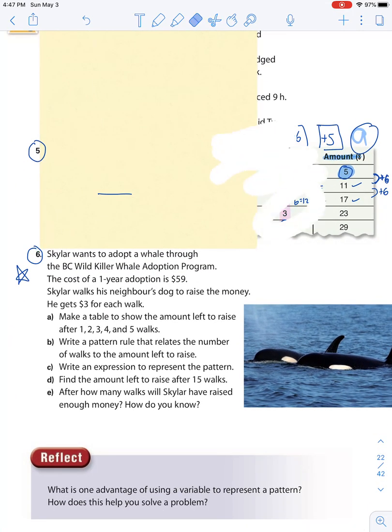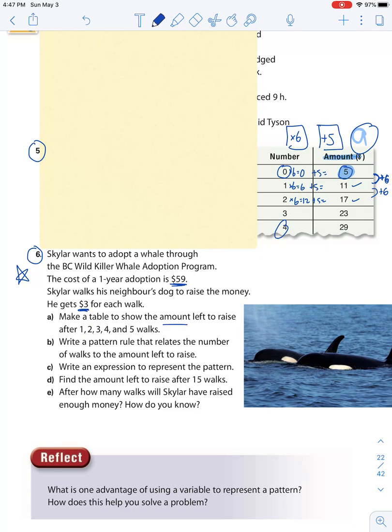Okay, now, so the next thing that we're going to do, this is honestly one of the hardest questions. Okay, so Skylar wants to adopt a killer whale through this adoption program. The yearly cost is $59. So that's how much they have to have in total. Skylar walks a neighbor's dog to raise money, and he gets $3 for each of the walks.